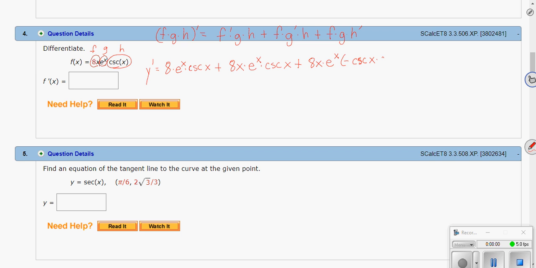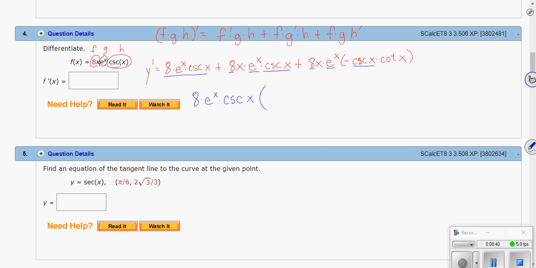Cosecant x, cotangent x. Okay, so yes, I know that looks very ugly. But if you notice, every one of these terms, if I can clean this up, has an 8 e to the x cosecant x. So I'm actually going to pull out an 8 e to the x cosecant x.